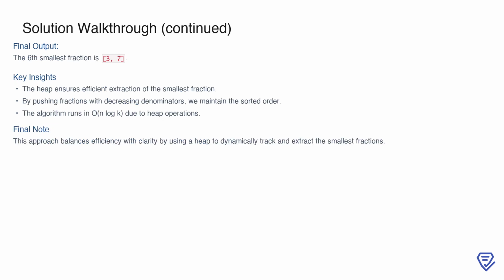The key to this solution lies in the efficiency of the min heap. The heap allows us to dynamically track and extract the smallest fractions while maintaining the sorted order. By pushing fractions with decreasing denominators, we ensure that the next smallest fraction is always available at the top of the heap. With a time complexity of O(n log k), where n is the size of the array and k is the number of extractions, this approach is both efficient and straightforward. By leveraging the properties of the heap, we achieve a balance between computational efficiency and clarity in implementation.